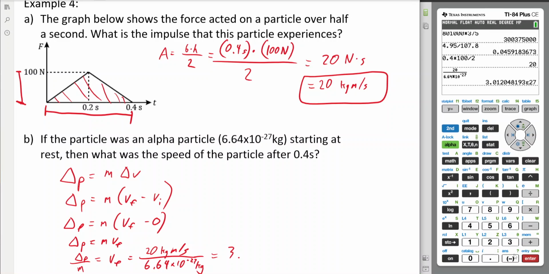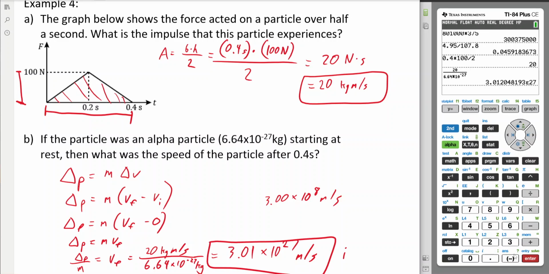So 3.01 times 10 to the 27. Like, I don't know if you guys remember, but this is the speed of light times 10 to the 8 meters per second. This is impossible. This is way too fast.